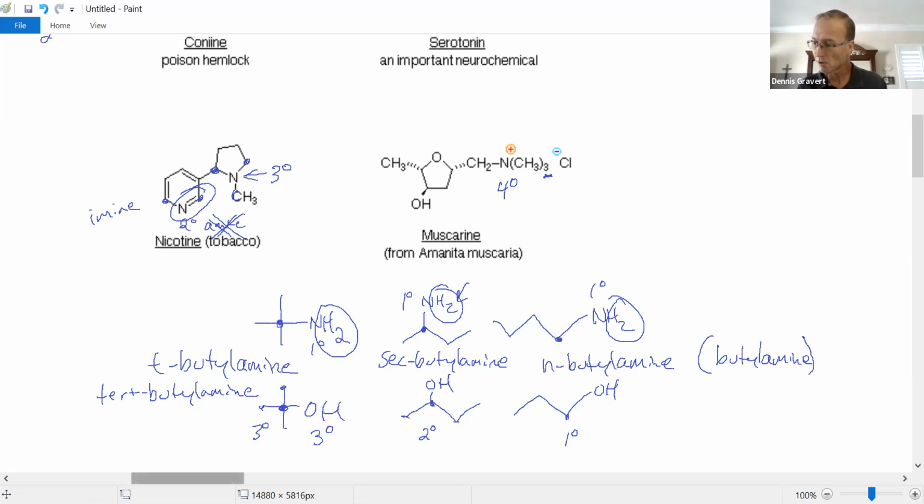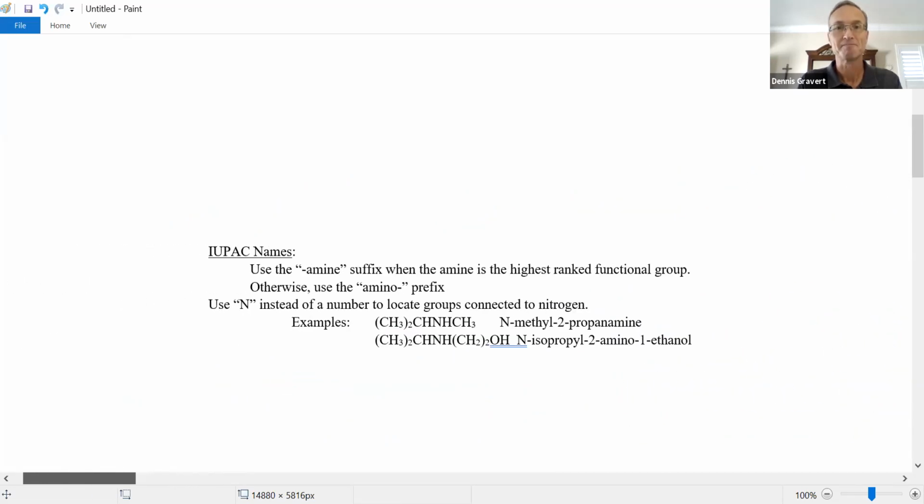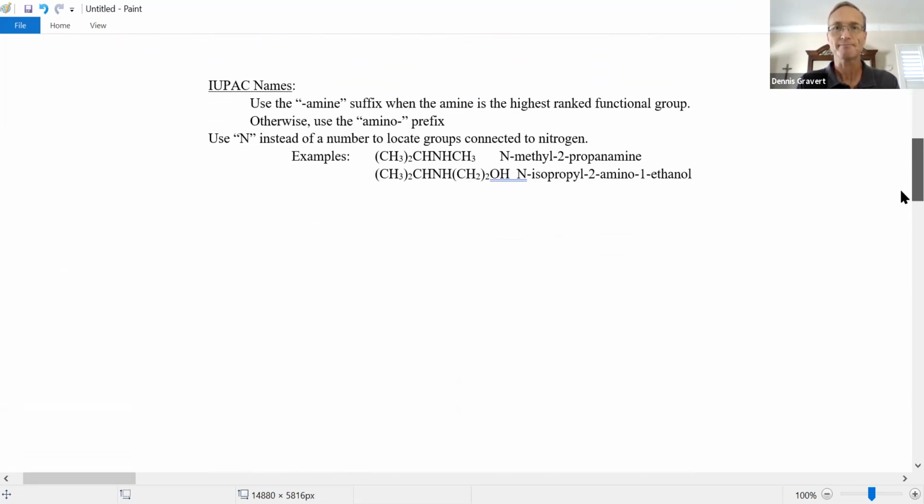Okay, let me double check my notes. Did we cover all the common names? I think we did. Let's go to IUPAC names. Double check up here. Did I miss anything? No, we covered all those examples.